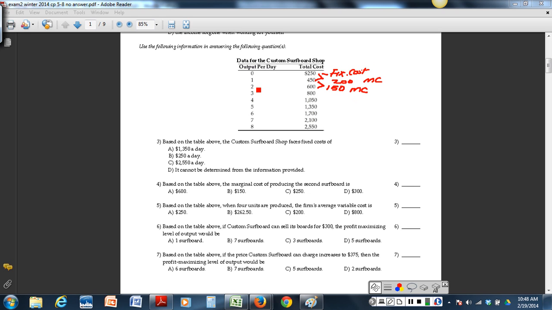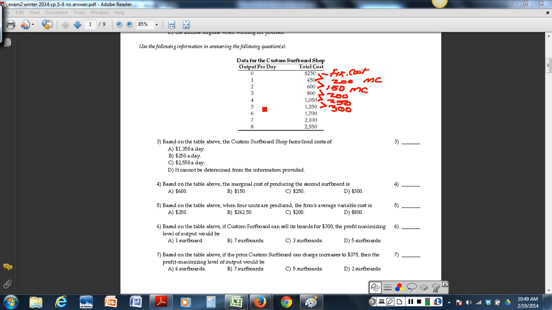So when you go from second to third unit, the third unit is increasing your cost from $600 to $800. So the third unit is costing me $200. And then when I went from third to fourth unit, it's costing me $800 to $1,050. So it's costing me $250 there. And then the fifth unit is costing me $1,050 to $1,350. So that's about a $300 marginal cost.